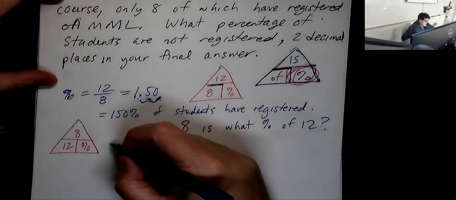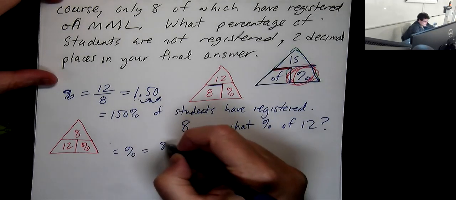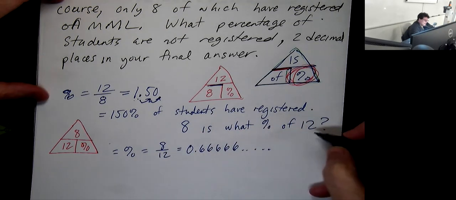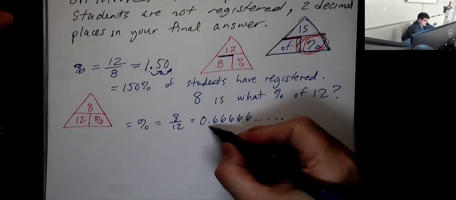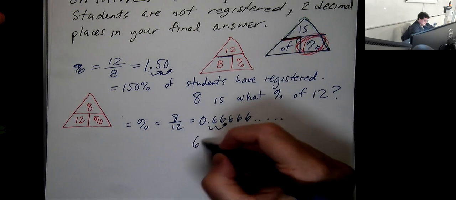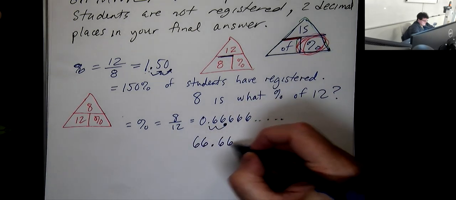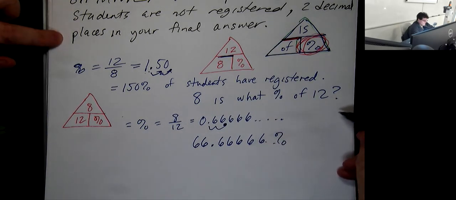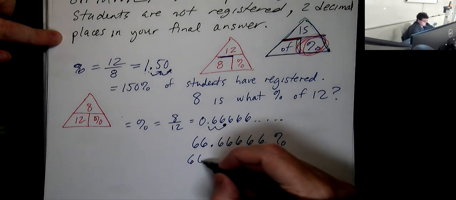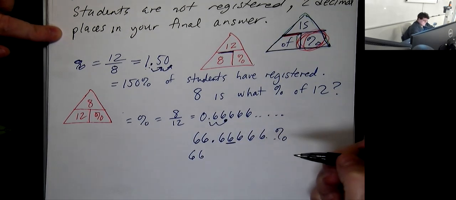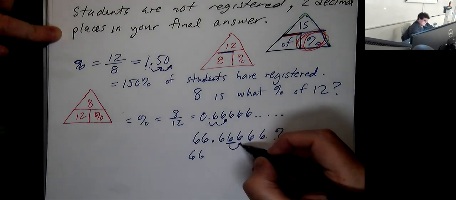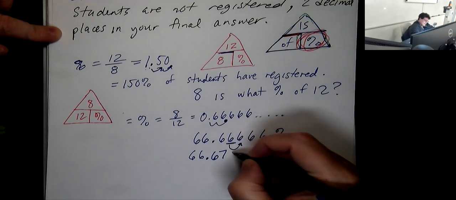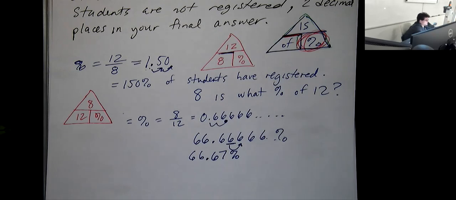If we do this, the percentage is 8 divided by 12, and you should get 0.666666 and so on. If we do it as a percentage, I move the decimal right twice and I get 66.66666%, and it keeps going. It says we only want 2 decimal places, so I round to this place, which means looking at the place next to it. The place next to it is 5 or larger, so I round up to 0.67 and say 66.67%.